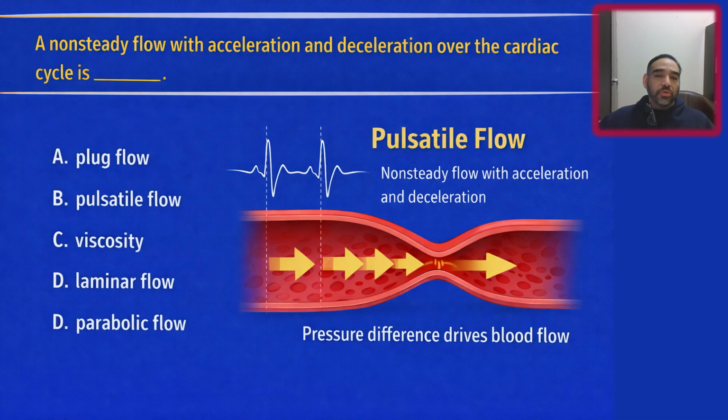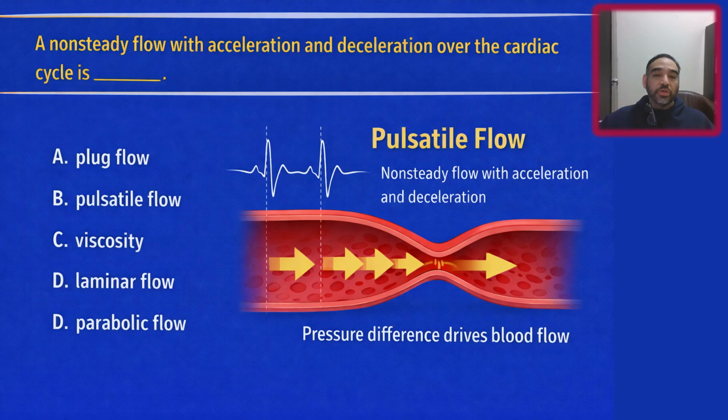And the other answer, D, parabolic flow. So parabolic flow, again, describes the shape of the velocity profile in a vessel. So fastest in the center, slowest near the walls. It forms a parabola when it's graphed. Again, this describes spatial distribution, not changes over time.